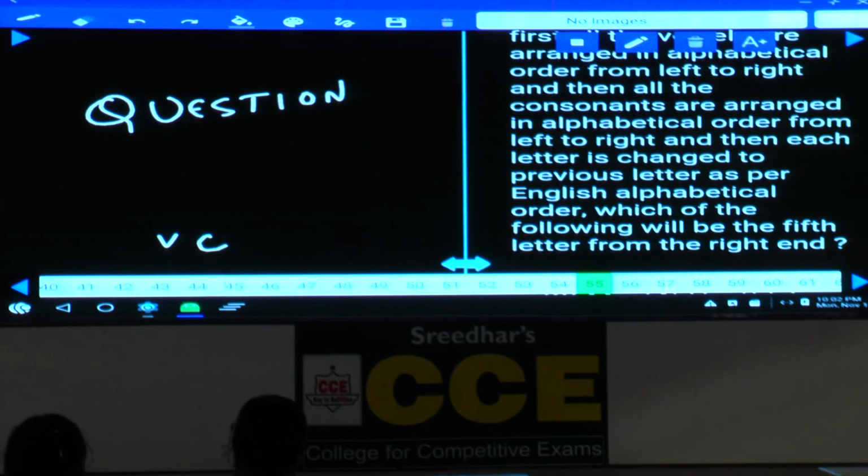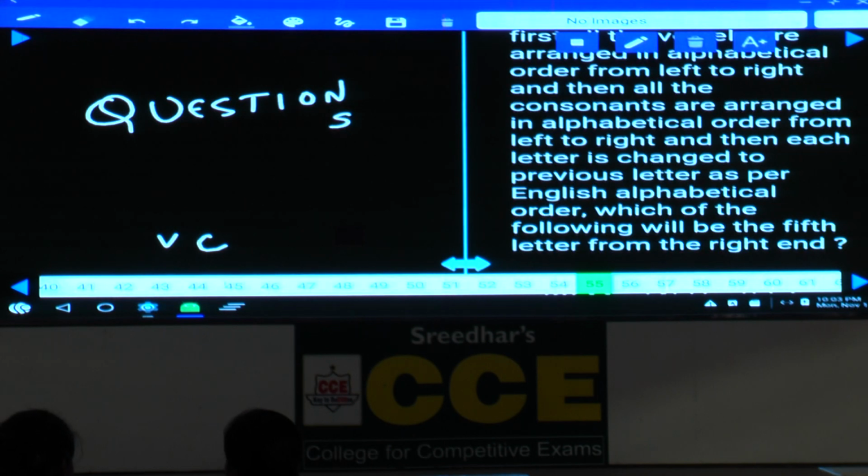Now we need to find out the fifth letter from the right hand. First, what is he asking? First all the vowels should be arranged in alphabetical order. Next all the consonants should be arranged in alphabetical order. Now fifth from the right hand. As the consonants were arranged in alphabetical order, the last letter will be the highest consonant. What is the highest consonant?